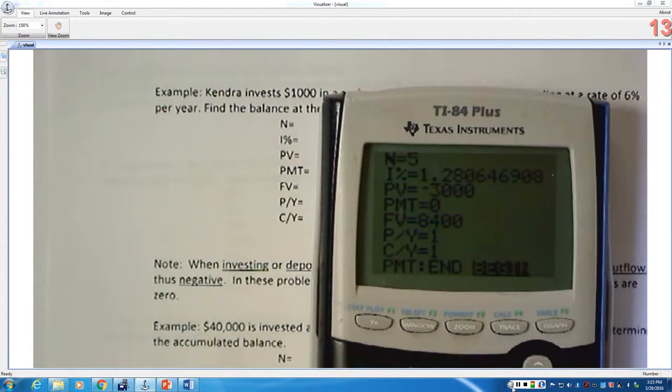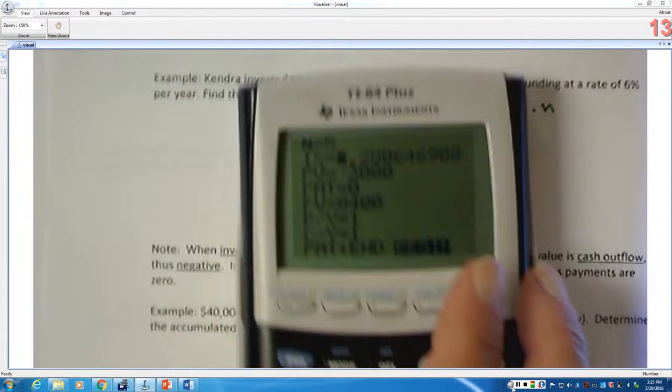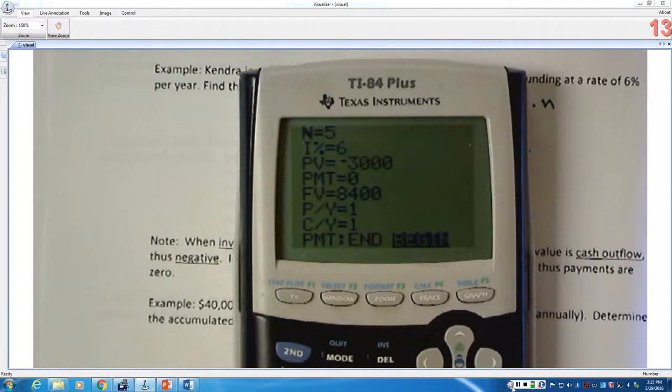Now you're going to put the interest rate. You're not going to put 0.06, you're just going to put the interest rate. So your interest rate was 6%, so you're going to put 6%, just like that. Okay, so now you're going to find the present value. That's the money now. That's the money that you have right now.